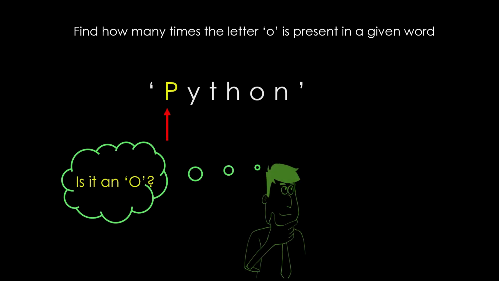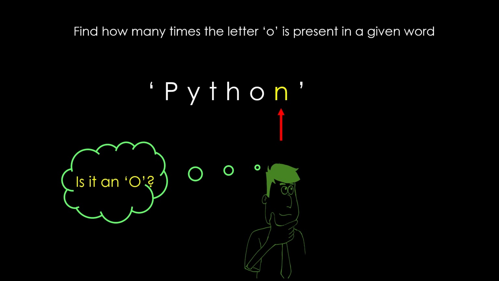Suppose you were required to find how many times the letter O is present in a given word. If you ask this question to a human, most likely we will go letter by letter to see if there is an O. A computer can also do the same, but for that we only have to provide the instructions. One way to provide the instructions is using a programming language such as Python.